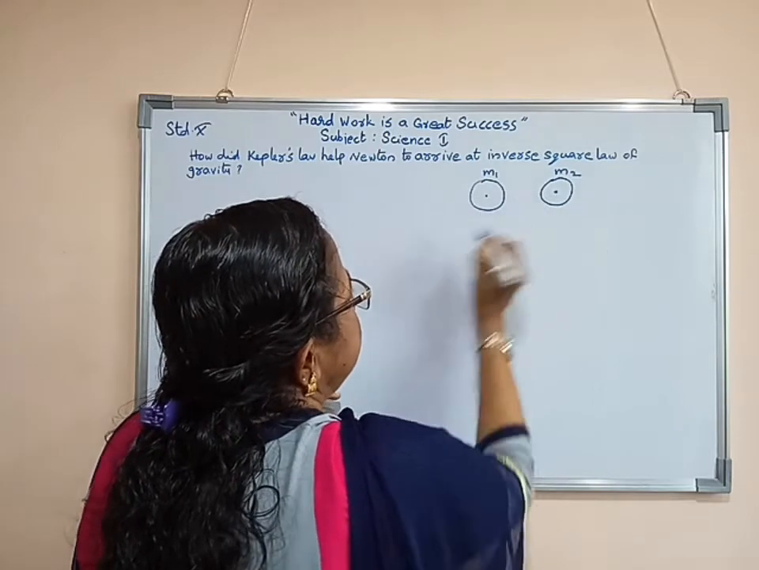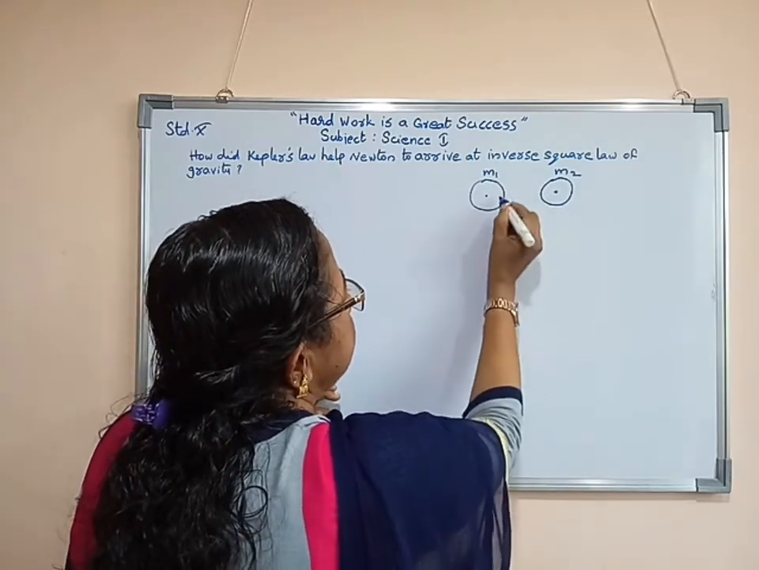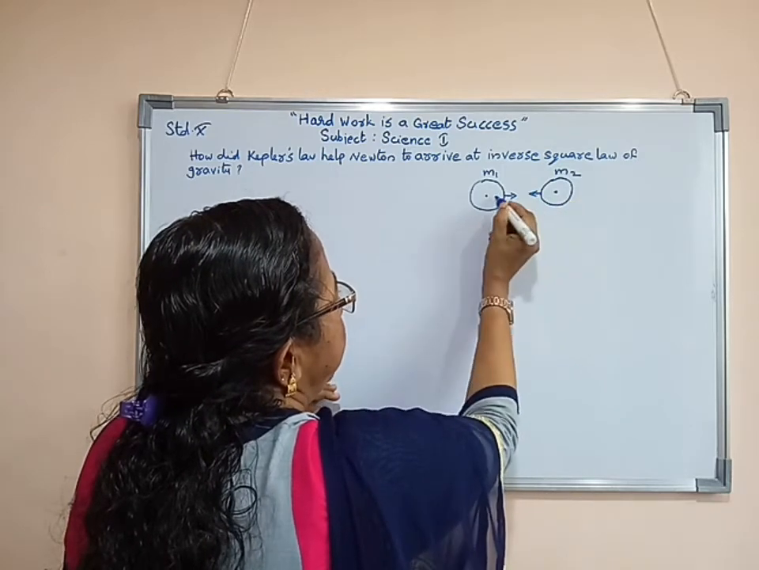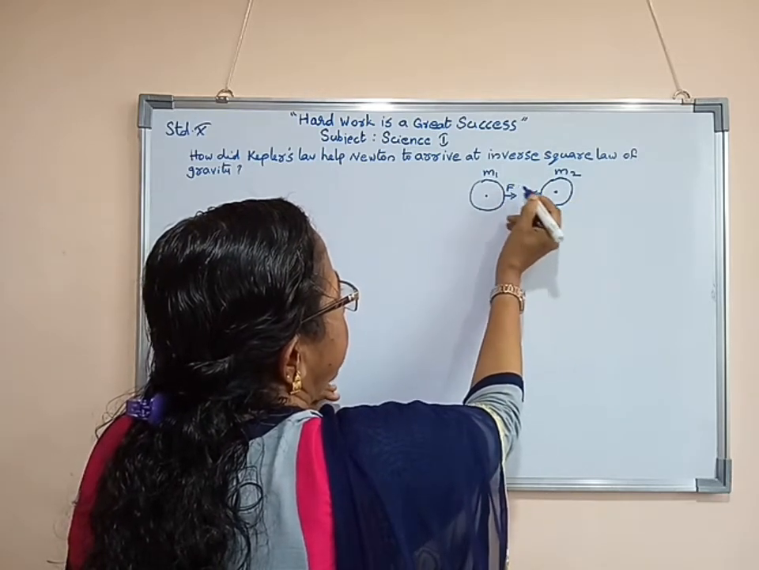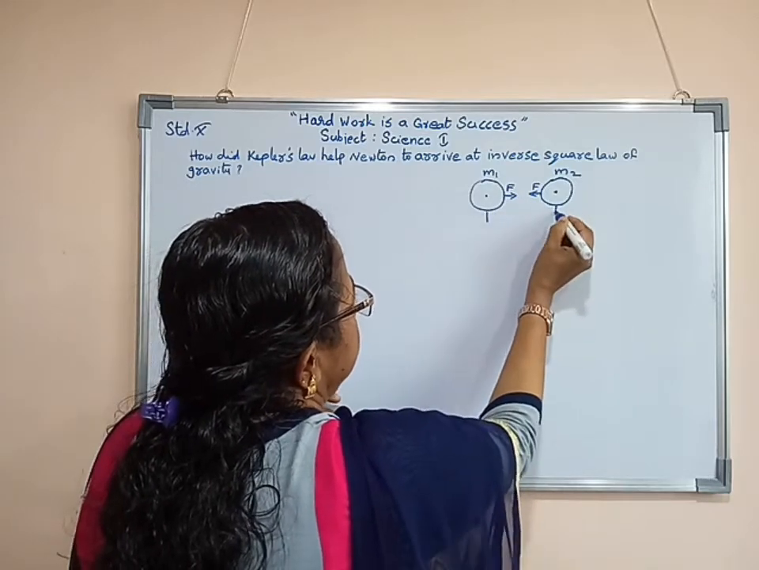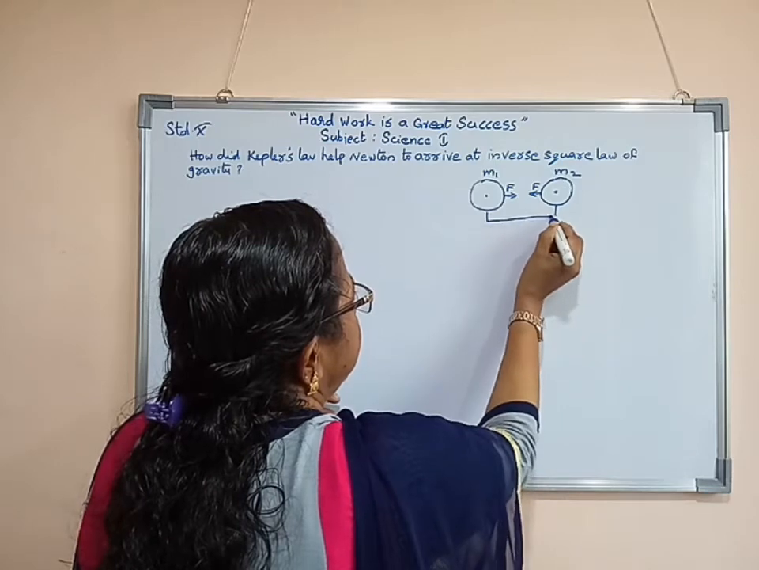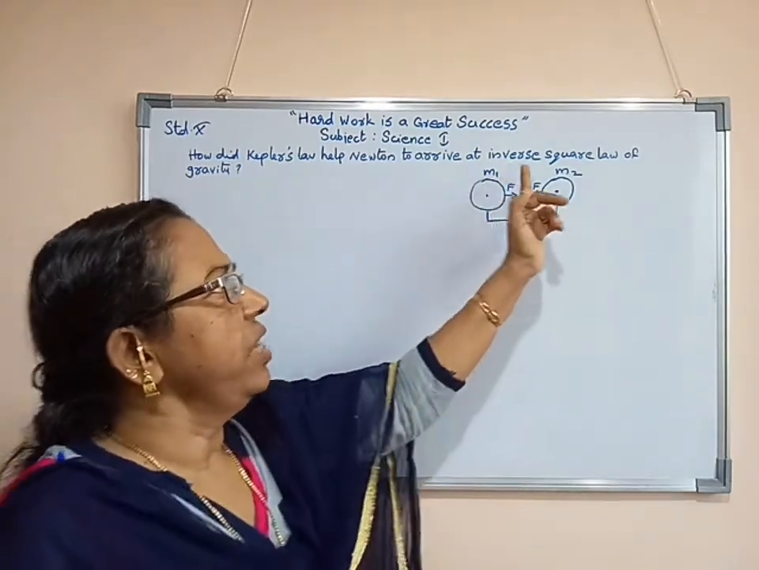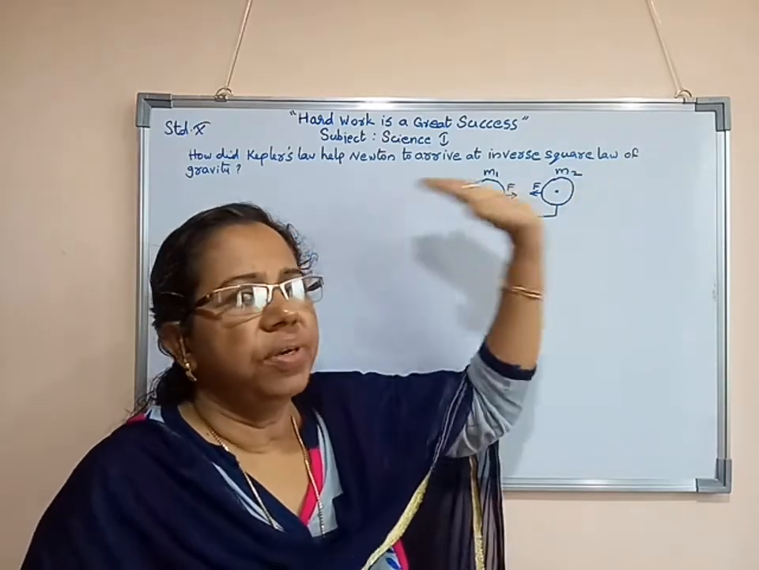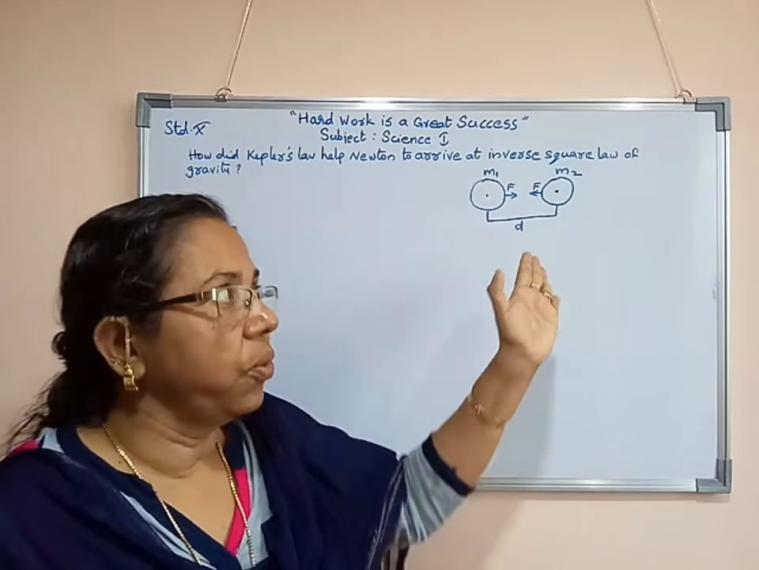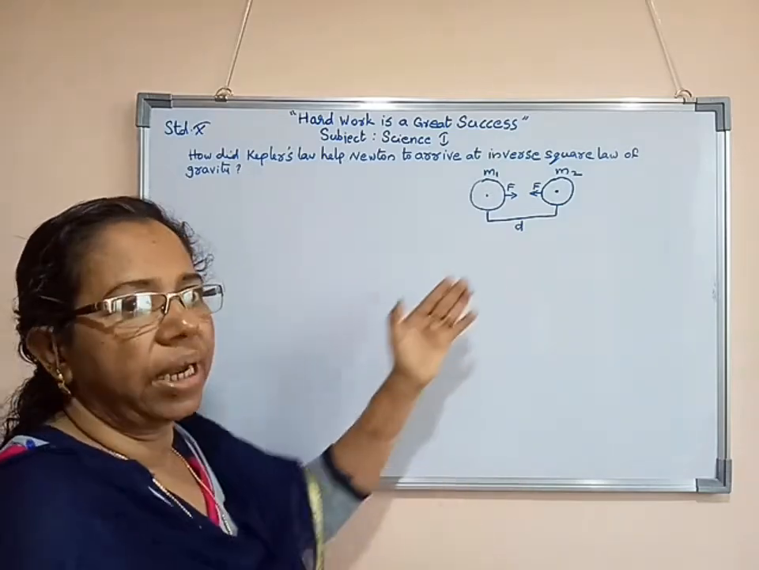These are the centers of these two bodies. They exert force on each other from their center. That force is equal to F. Now they are kept at a distance of D. Now in this inverse square law of gravity, what we are going to derive, that only I am writing here.